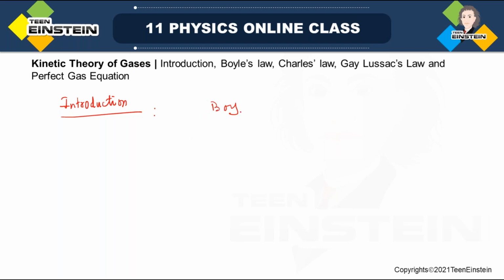Boyle's law. So Boyle, then Sir Isaac Newton, among the greatest physicists, and Boltzmann, then Charles, Gay-Lussac, then Boltzmann, all have contributed towards this field.